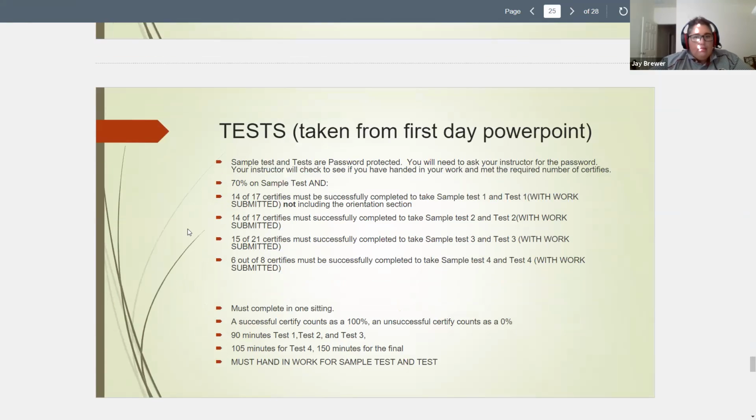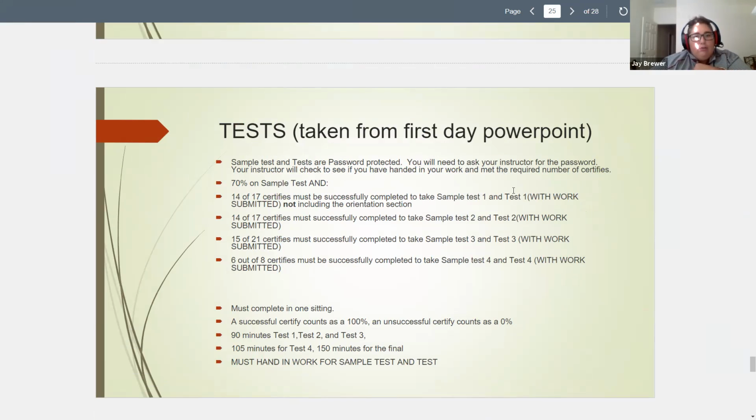Okay. Test taken from day 1 PowerPoint. This is your day 1. Well, I guess day 1 was the other one, but okay. So a sample test and test are password protected. You will need to ask me for the password.